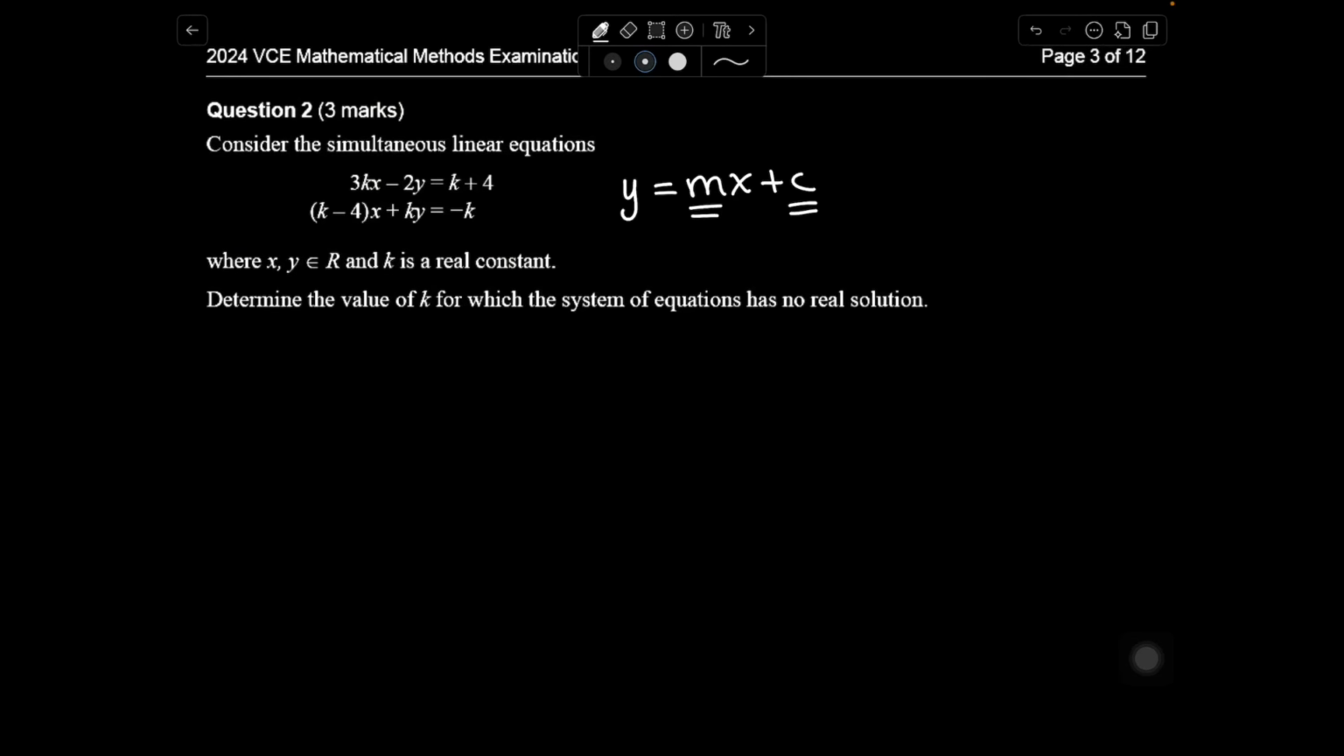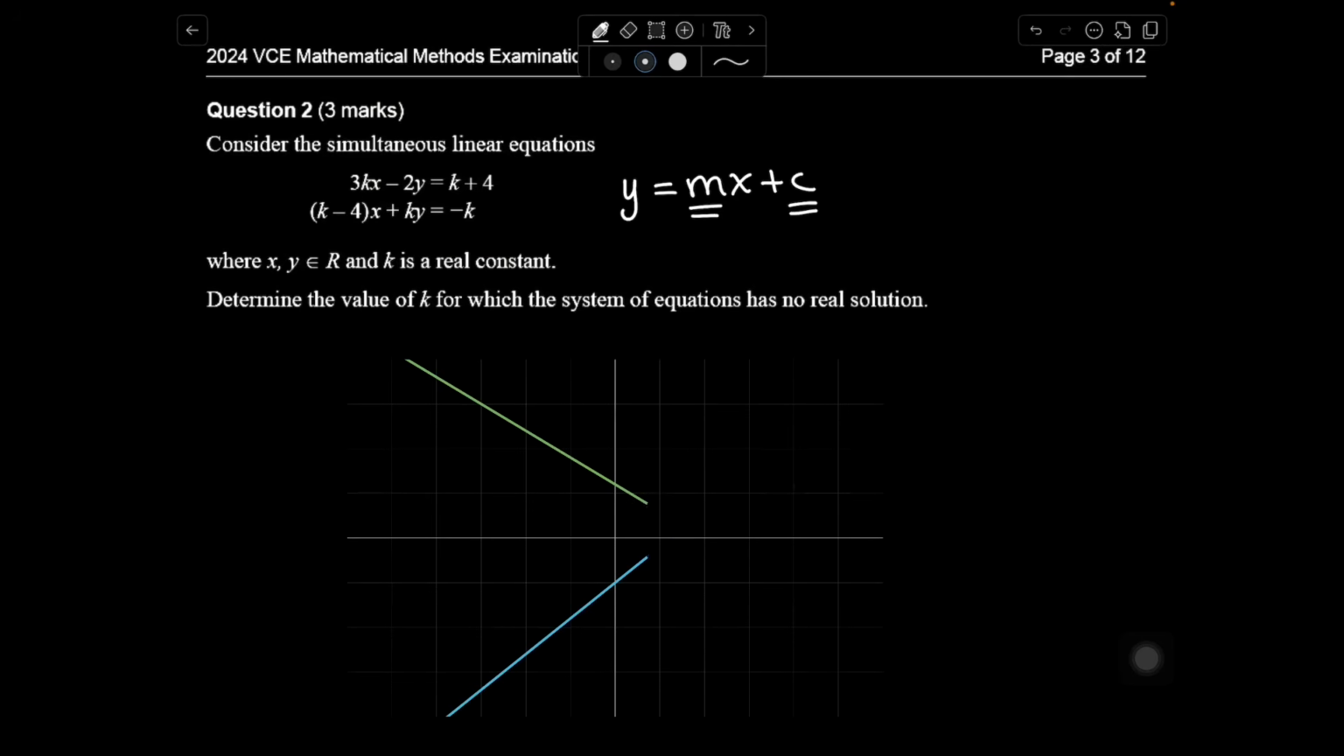So I'll show you visually here what I mean. So normally when we have one solution, the gradients are different and the y-intercepts can be the same or different, it doesn't matter. But their intersection is our solution. Then we can have the same gradient and the same y-intercept that makes the same line, so you have infinitely many solutions. Or for this case that we want, we have the same gradients and different y-intercepts that will have two parallel lines that never meet and have no real solutions.